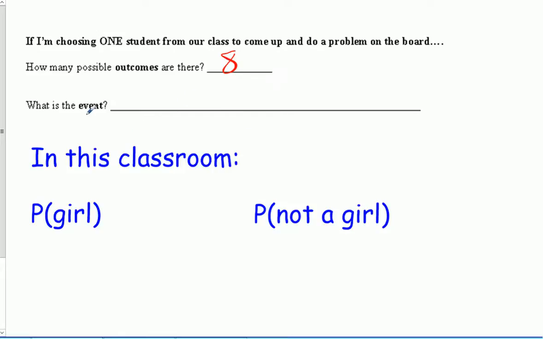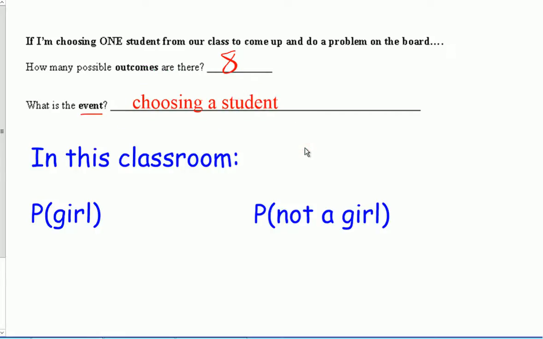The event. Now, this is a word that we use in probability. What is the event? The event is something that I'm doing. So one of your events that you did today was rolling a die. Another event you did was flipping a coin. Another event that you did today was choosing a tangram. So what is the event that's happening here? What am I actually doing? Well, what I'm doing, hopefully you're writing it, is choosing a student. That's the event.